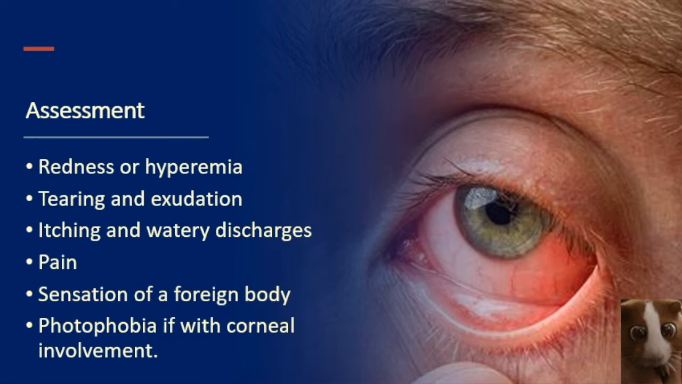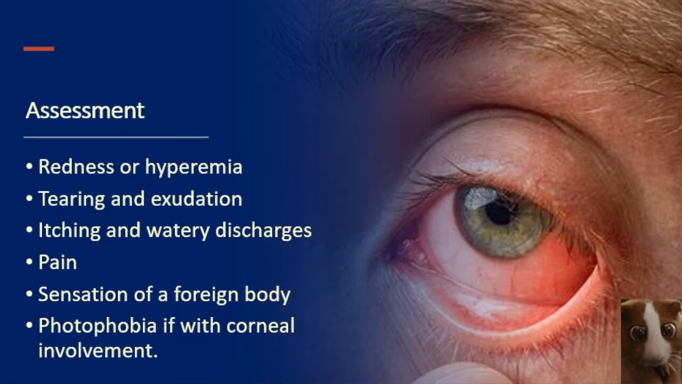So you have your redness or hyperemia, you have your tearing and exudation, there will be itching and watery discharges, okay, pain, there is sensation of a foreign body as if there is something on your eye, and then photophobia if with corneal involvement. So the tendency of these patients, with these signs and symptoms, is for them to scratch their eye. And by scratching their eye, it increases their risk for transmitting the disease to other individuals.